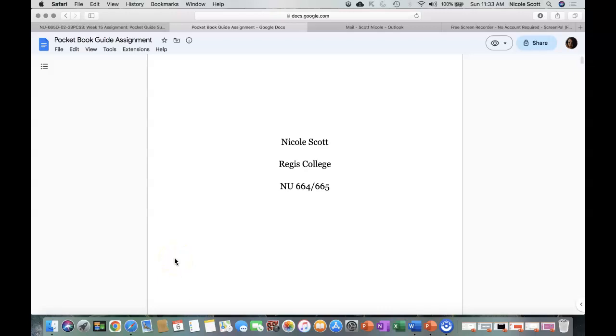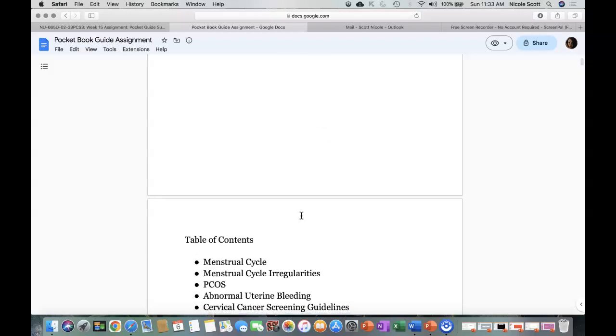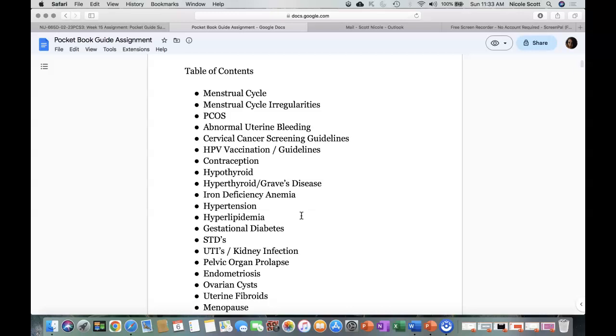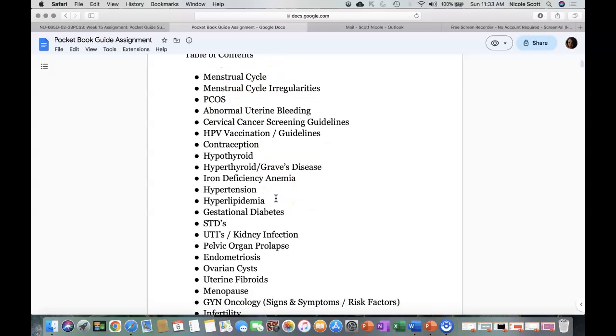Hi, this is my pocket guide assignment for NU 664 and 665. This is everything that I've put together over the last 2 semesters. So here's my table of contents with everything, like I said, that I've put together.